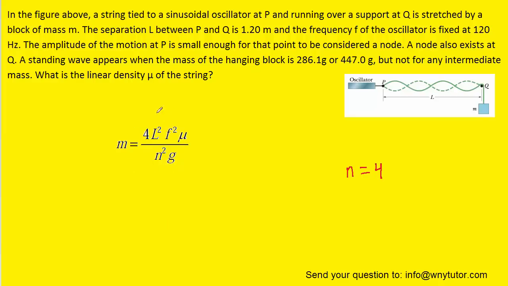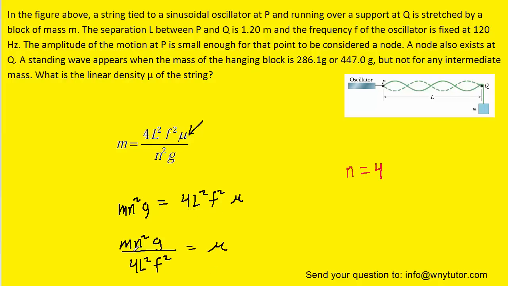We can recall this equation that we had developed earlier, and what we want to do now is solve it for mu so that we can calculate the linear density. So we'll multiply both sides by n squared g, and then divide both sides by this term right here. And now we could just plug in the known values. We know the mass is 447 grams. We'll have to convert that to kilograms. N, we concluded, was 4. G is 9.8. The length was given to us in the question, as was the frequency of 120 hertz. So we'll go ahead and plug in all those known values.